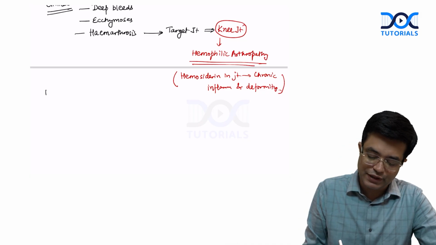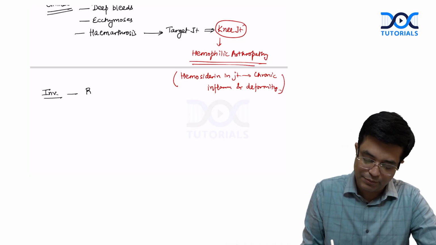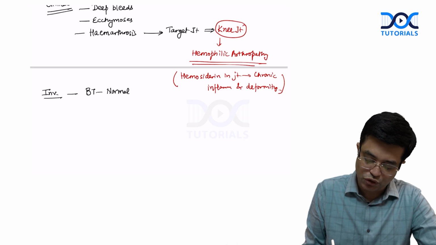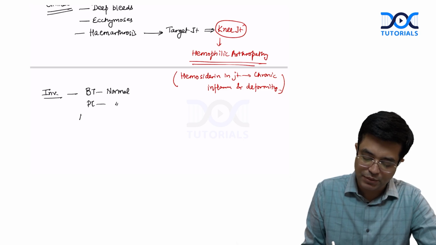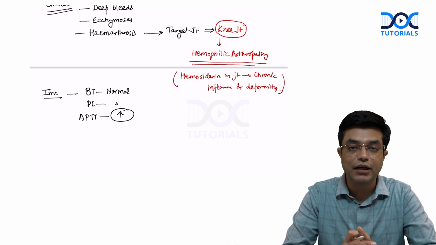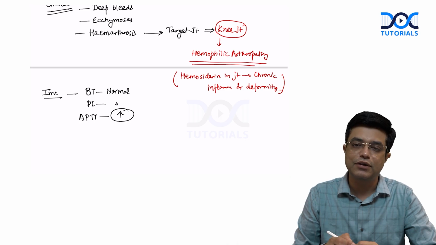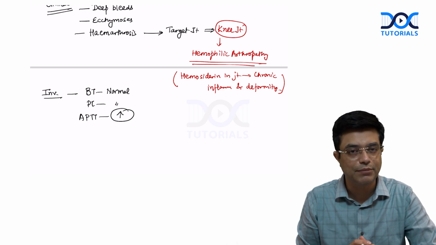Now, when you do investigations in hemophilias, what pattern will you see? You will find that bleeding time is normal, prothrombin time is also normal, but activated partial thromboplastin time will be increased. And then to identify the type, you need to do individual factor levels also. They need to be assessed in the patient.